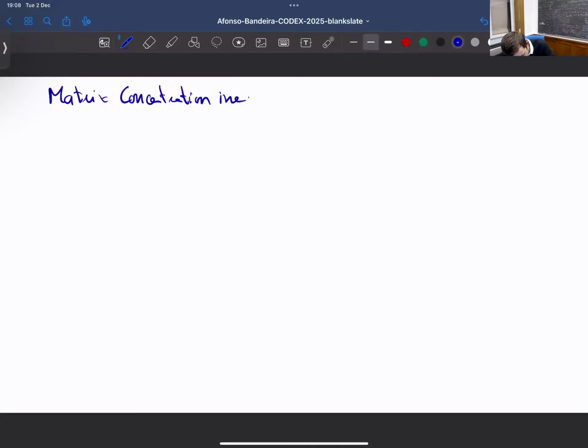So, matrix concentration inequalities. Maybe the first theorem of this type is what we call non-commutative Khintchine. I'm going to call this NCK. This goes back to Lust-Piquard and Pisier in the 80s.